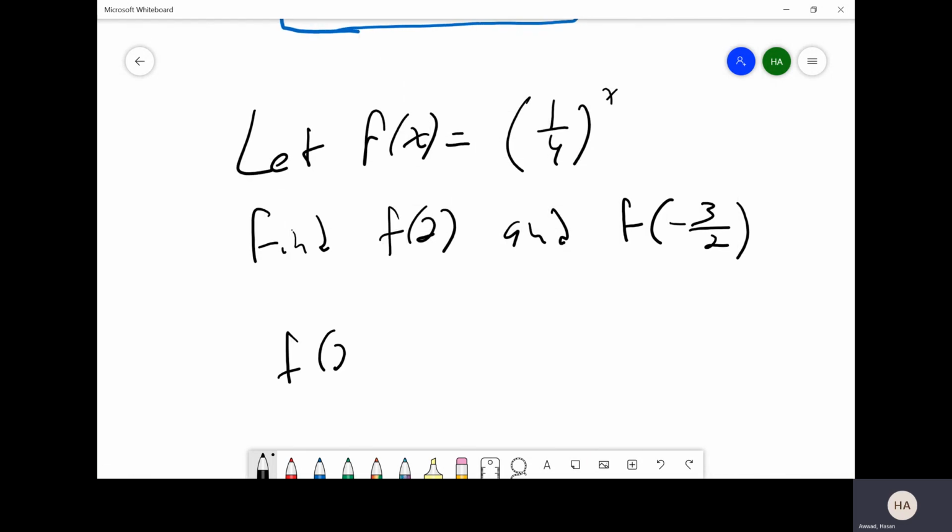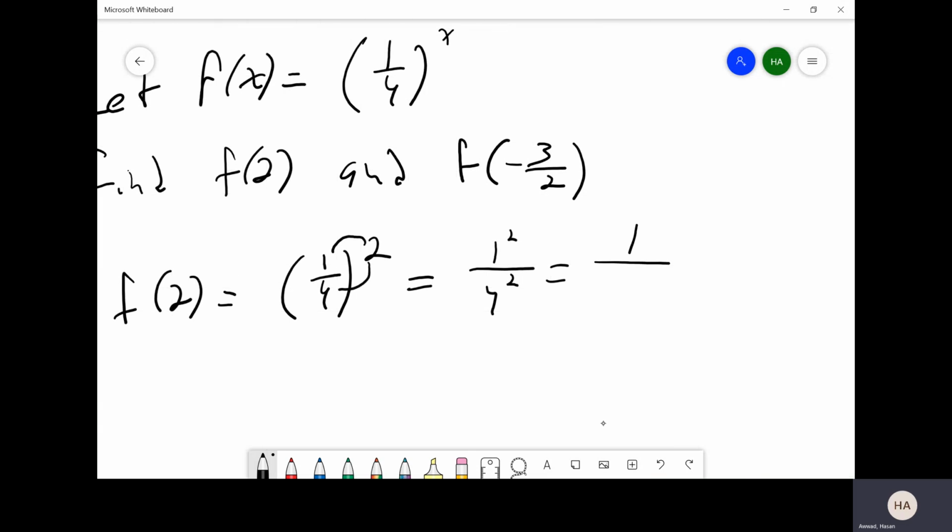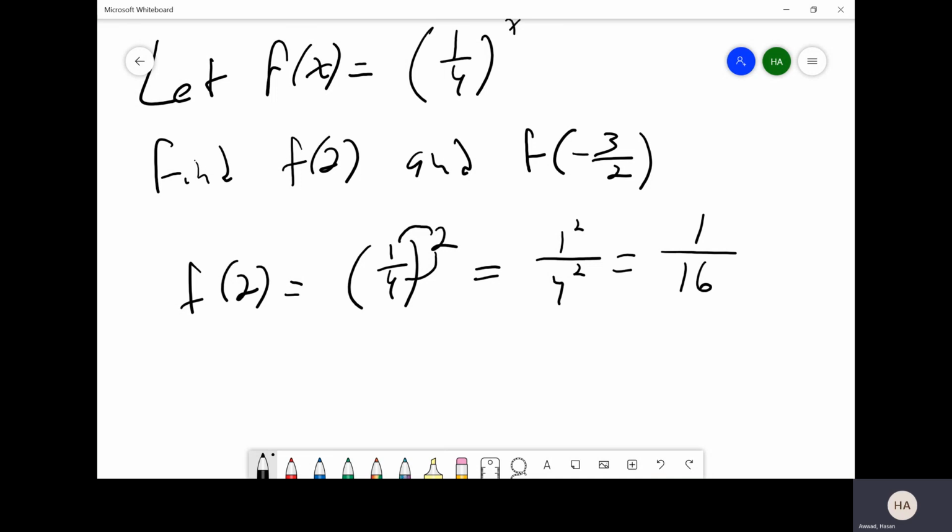What does this mean? To find f of 2, 2 is now my input. That means I'm plugging 2 into my function f. So wherever there is an x, I am now plugging 2 in. And that means I'm going to have 1/4 raised to the 2, so this is 1/4 squared. And what is 1/4 squared? Well, the way that you handle fractions raised to an exponent is your exponent gets applied to the numerator and to the denominator. So you have 1 squared over 4 squared, and 1 squared is 1, 4 squared is 16, so you have 1 over 16. So we've just shown that f of 2 is 1/16.